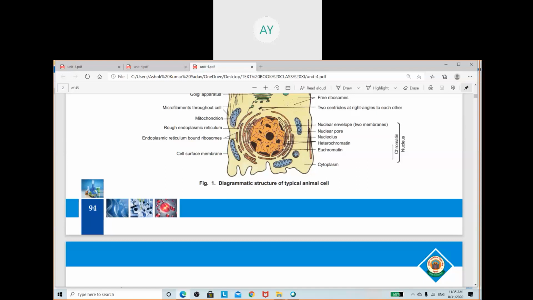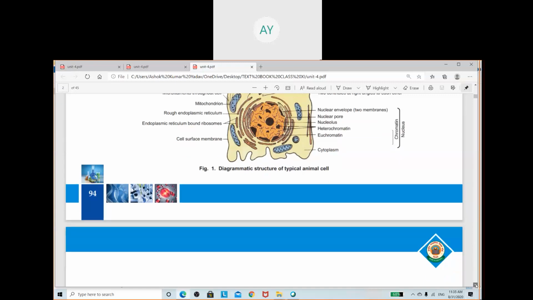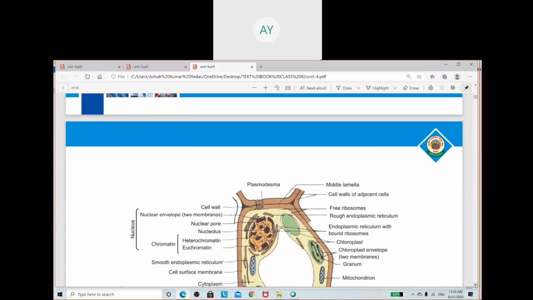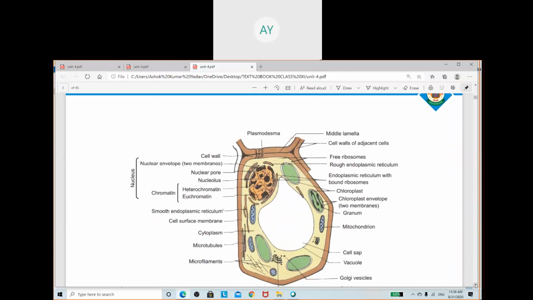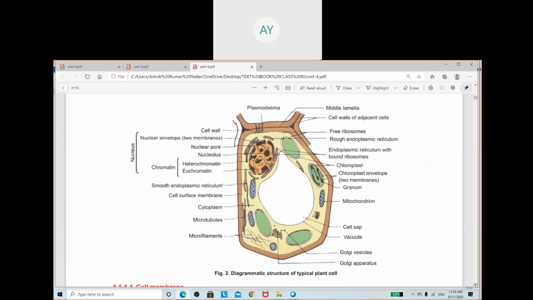Okay. Then one other word is nucleoplasm. What do you mean by nucleoplasm? The liquid inside the cell nucleus, only inside the nucleus, is known as nucleoplasm. So there is a difference between cytoplasm and nucleoplasm. The liquid between the nuclear membrane up to the cell membrane or plasma membrane is cytoplasm.